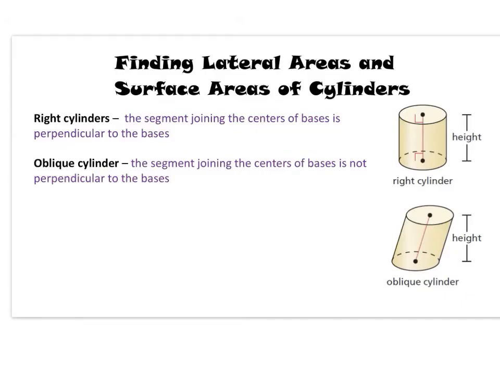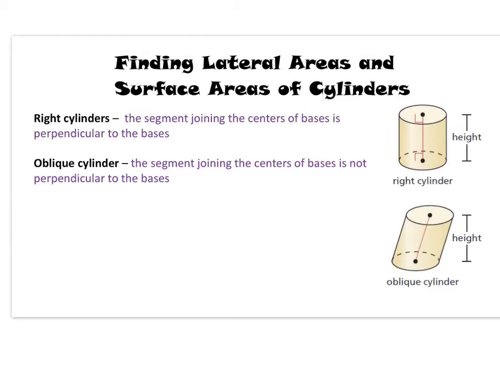All right, let's move on to our cylinders. So finding lateral and total surface area of cylinders. First, let's get some terminology. Right cylinder, similar to the right prism, is the segment joining the centers of bases perpendicular to the bases. So a right cylinder, its center portion here joining the two bases is always going to be perpendicular to the bases. Height, therefore, is perpendicular along the edge of the cylinder.